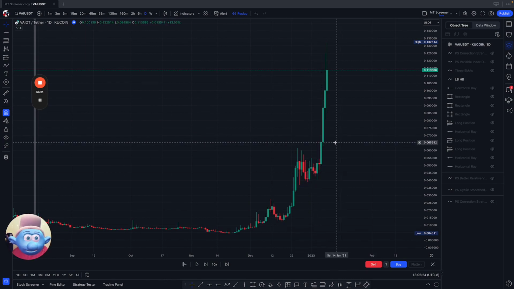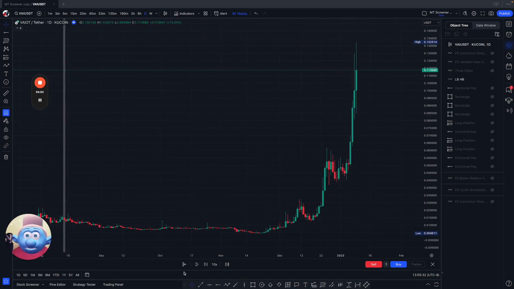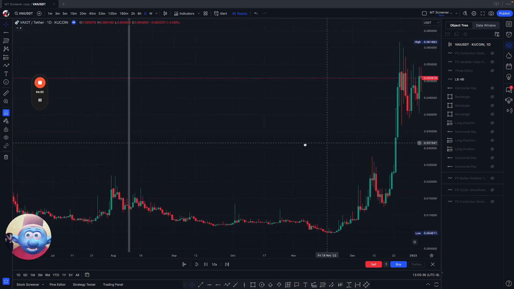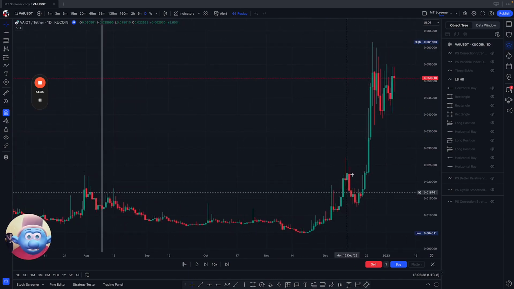I am turning the bar replay on, and I'm looking at price action prior to 2023, essentially. So it was before it had gone on its big run. In the middle of December, it had a spike up to like 0.027, and it retraced from that level. And in that spike was when it moved from Watchlist D to Watchlist C.